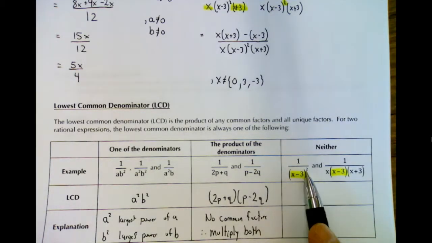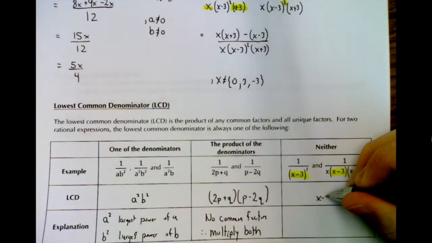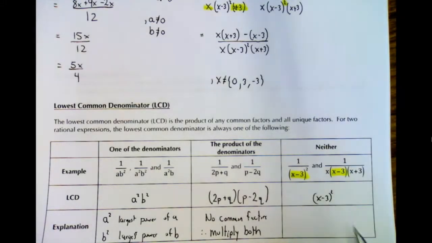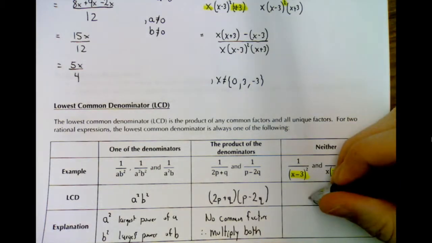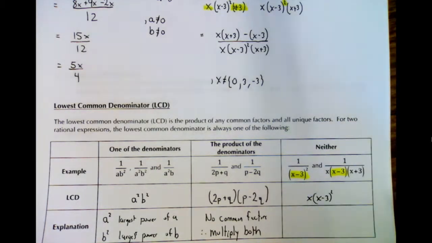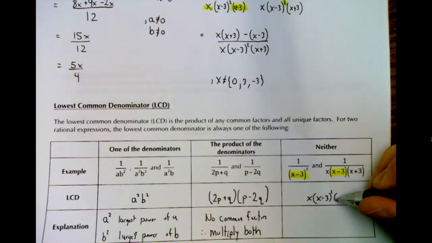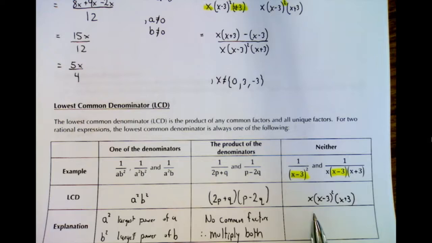So squared is the biggest exponent on the x minus 3. So x minus 3 squared becomes part of the lowest common denominator. X is in this denominator, so we multiply it and make it part of it. And x plus 3 is also part of one of the denominators, so we multiply it in as well. And we get this combined.